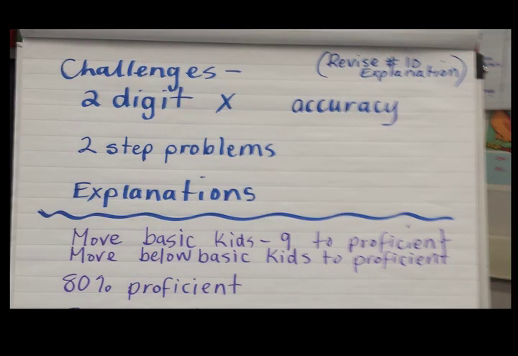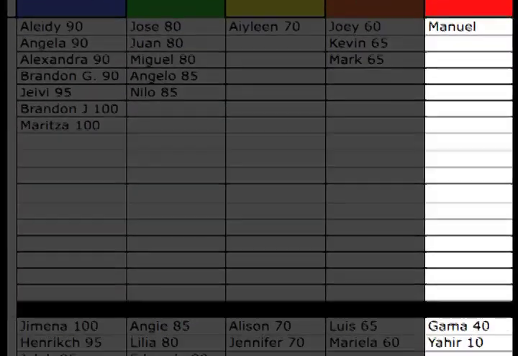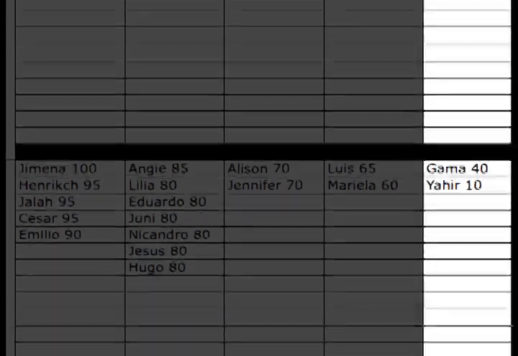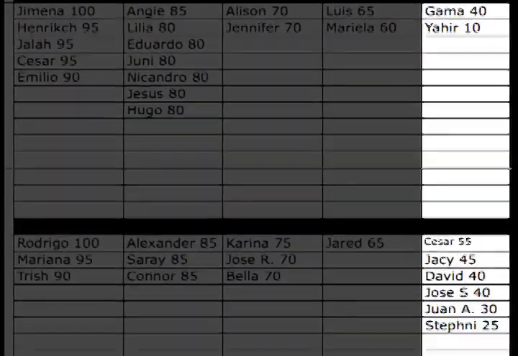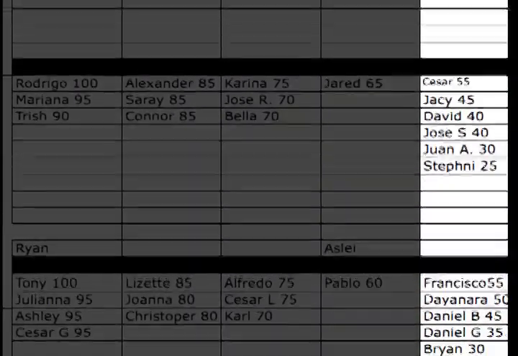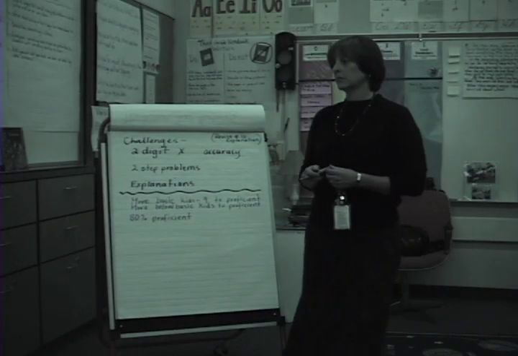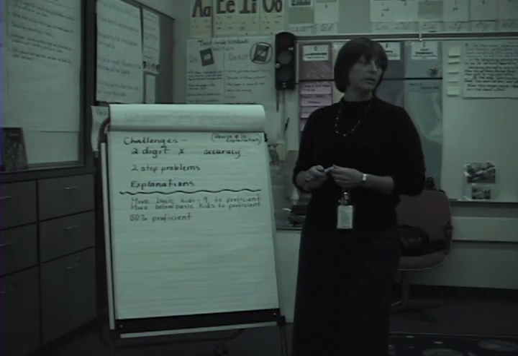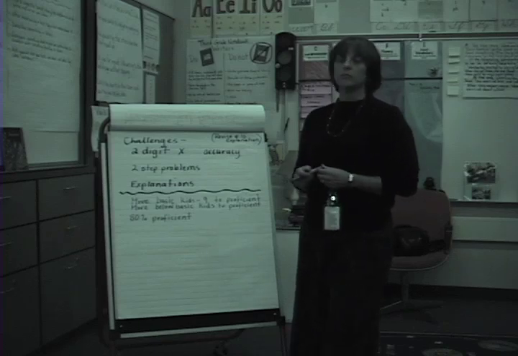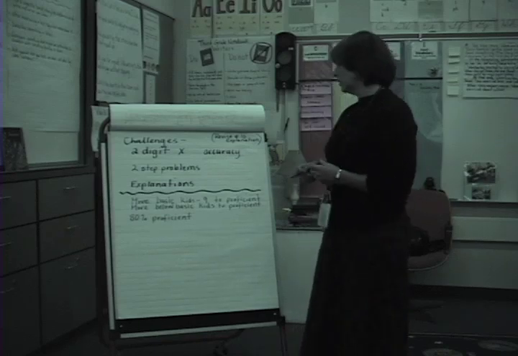Let's look at the chart that shows all the classes with everybody's name and score. Okay. So we've got Gamma is 40. Also Cesar and Francisco. Each question is 5 points. Right, it looks like we have 5 kids that are on the higher end of far below.